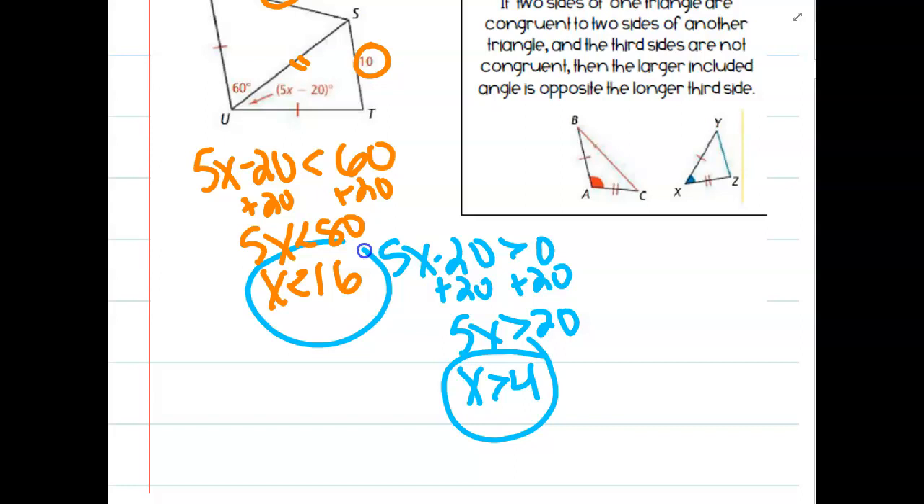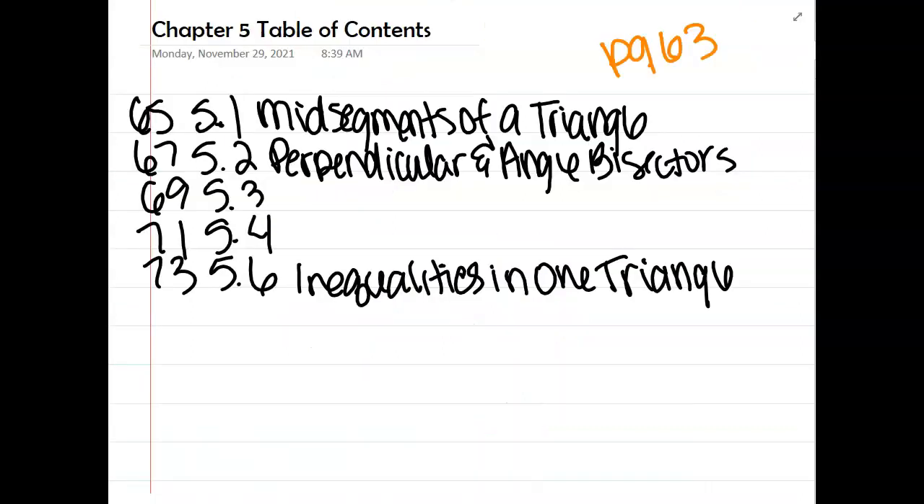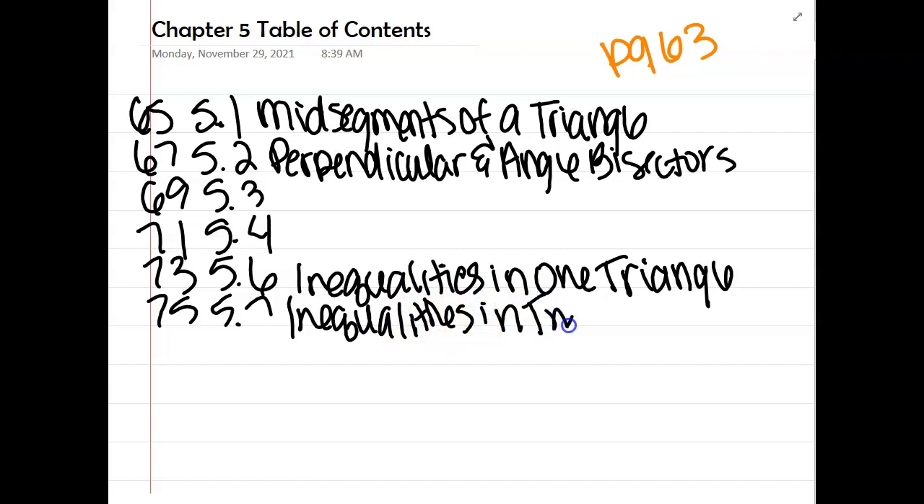That's it. Okay? All right, let's get this put into your notebook. This should be page 75, section 5.7, and it is inequalities in two triangles.